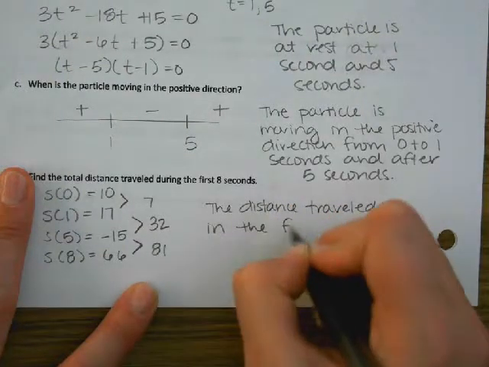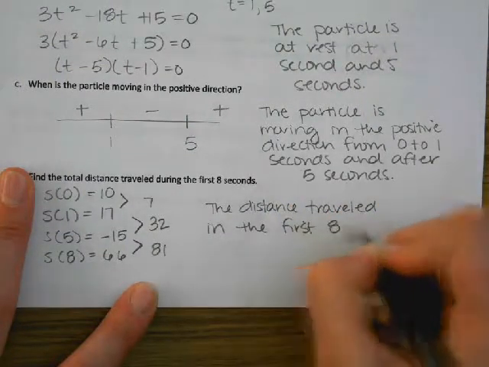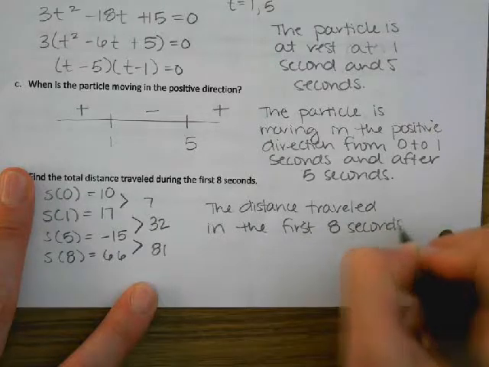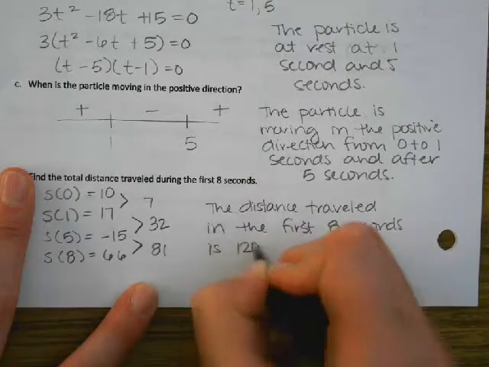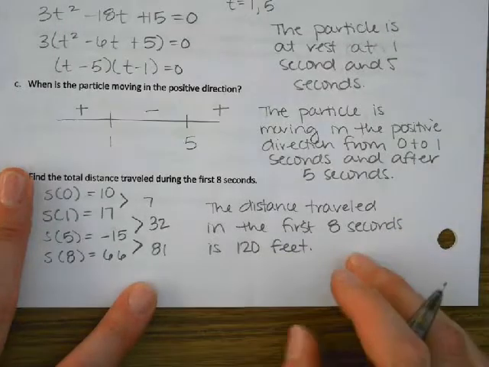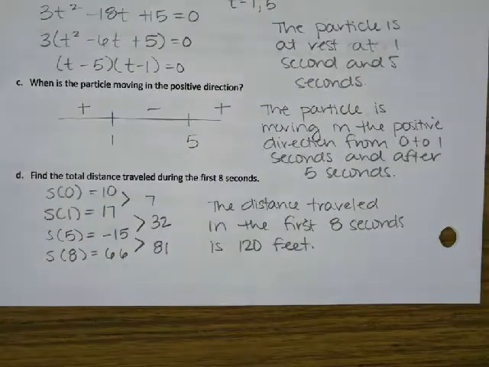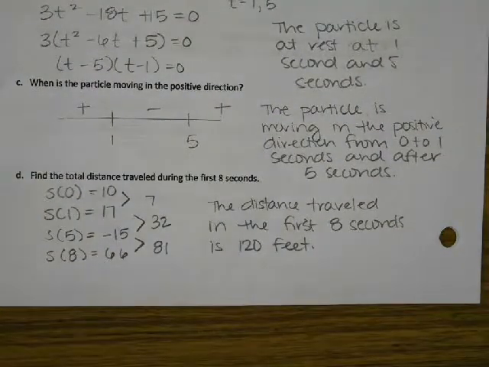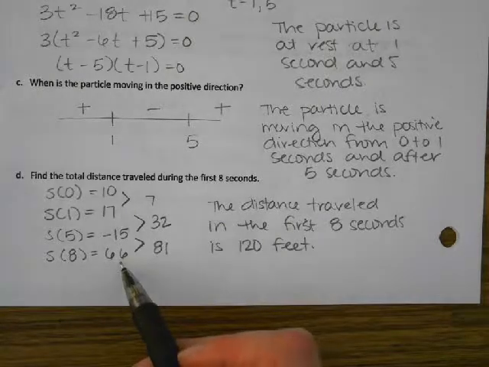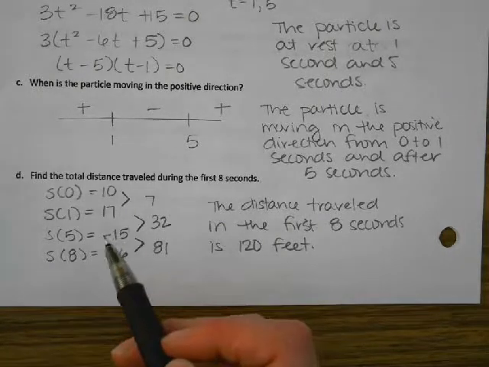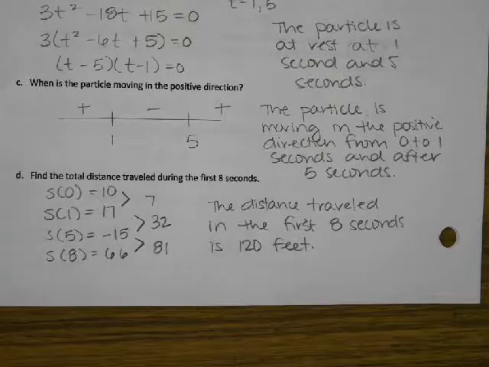That would be in feet. What answer would we get if they asked us about the displacement after 8 seconds? Yeah, you would say 66 minus 10 is 56. So the displacement would have only been 56 feet. They went forward, backwards, forward.